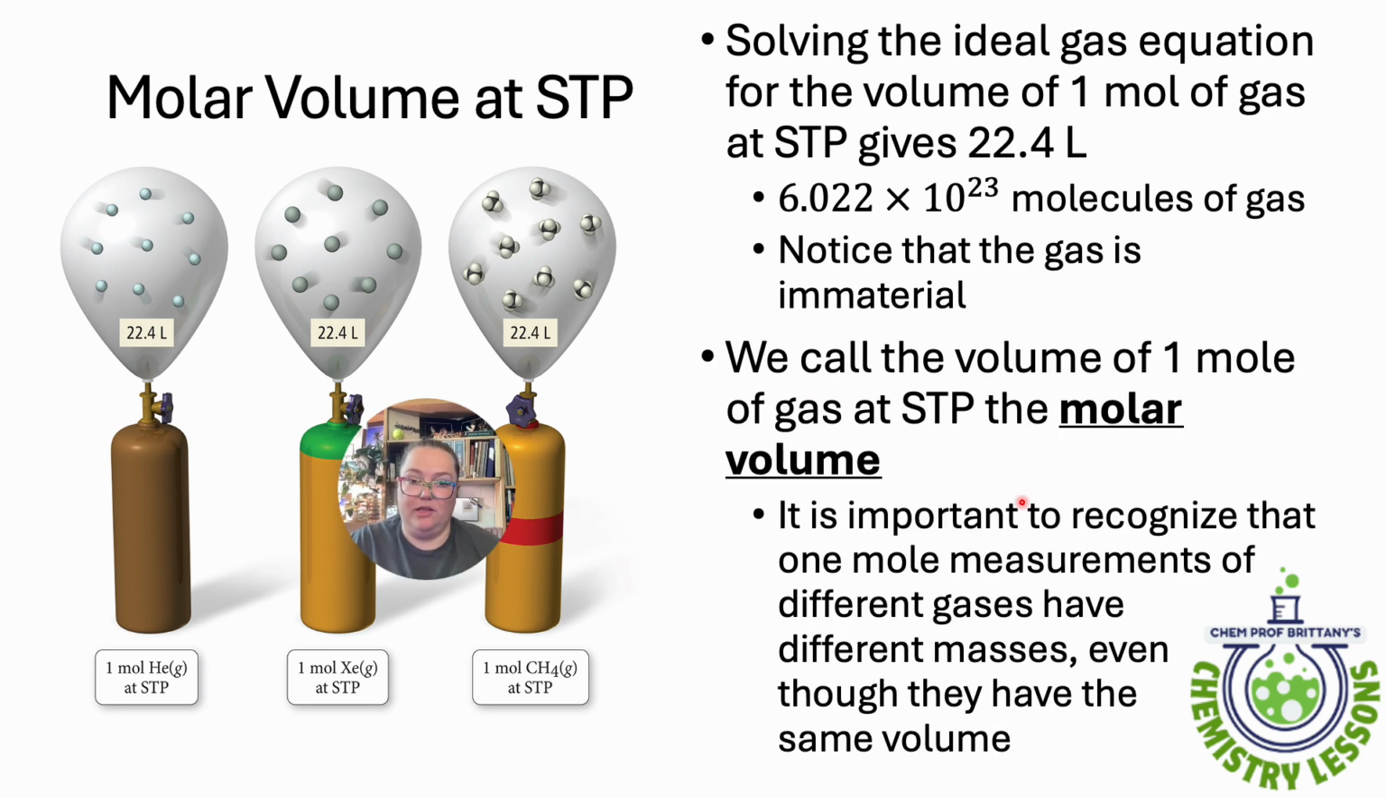So again, this is our molar volume, and even though it doesn't matter what the substance is for the molar volume, it is important that you recognize that the mass will be different because they're different substances. So 1 mole of helium does not weigh the same as 1 mole of xenon. We've talked about that to the point of exhaustion in the stoichiometry stuff that we've gone over.